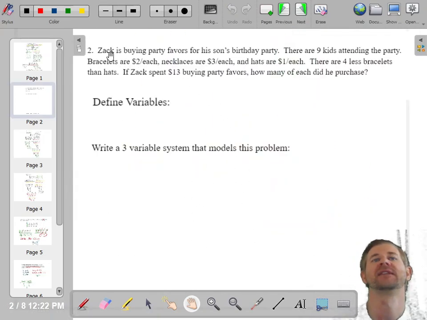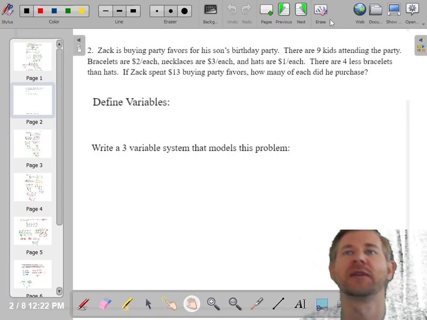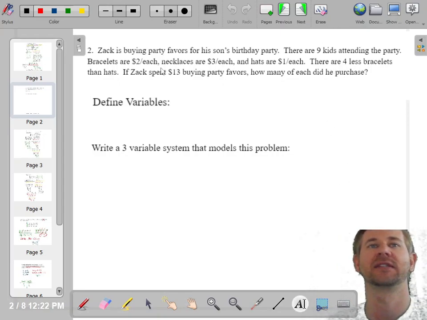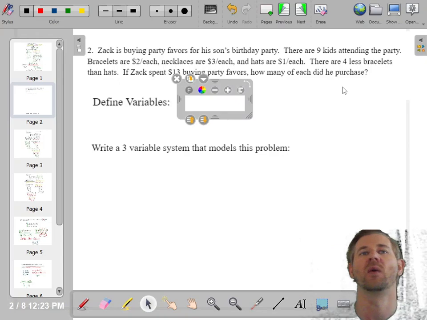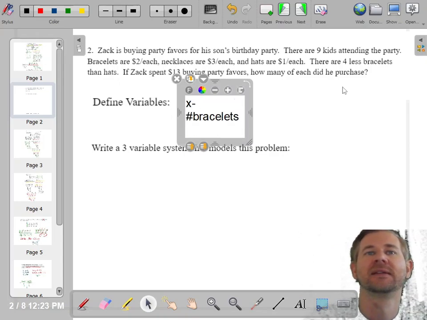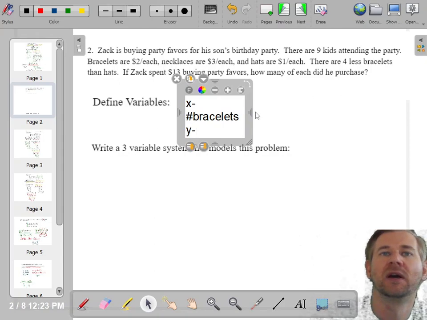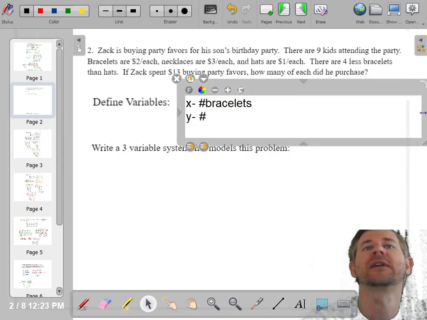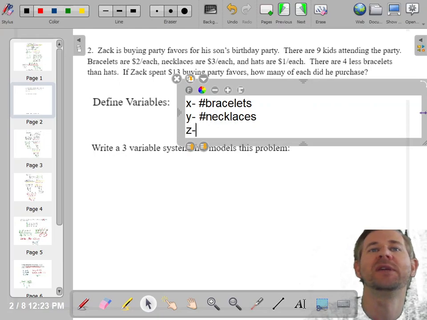Let's do another one. This says Zach is buying party favors for his son's birthday party. There are 9 kids attending the party, and each kid's going to get a party favor. So how many of each do we need? x will be the number of bracelets. y will be the number of necklaces. And z will be the number of hats.